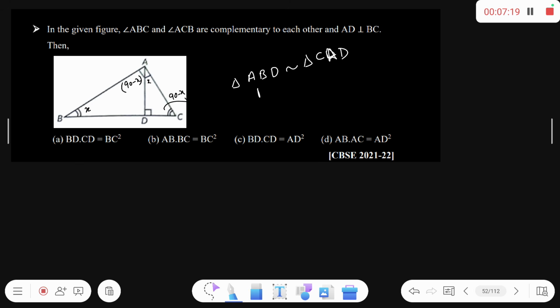So we can say BD upon AD is equal to AD upon CD is equal to AB upon BAC. So this way the conclusive term is BD into CD and AD whole square is equal. Let's move to next question.